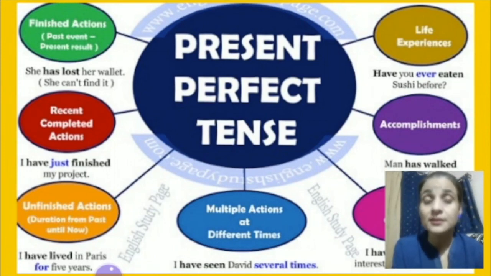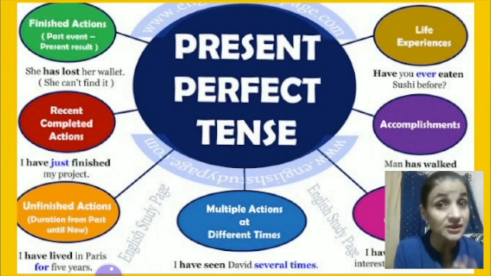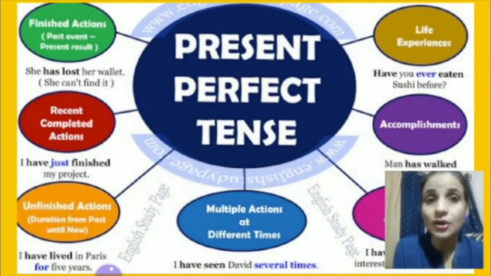Now, here this web chart shows us where to use present perfect tense. Present perfect tense generally is used to show an action which is completed, which is finished, but whose results you are still facing. Like she has lost her wallet. She cannot find it. Recent completed action, or here I will say with the word just or already, you will use this present perfect tense. I have just finished my project. Or sometimes an unfinished action also. I have lived in Paris for 5 years. Means he is still living.